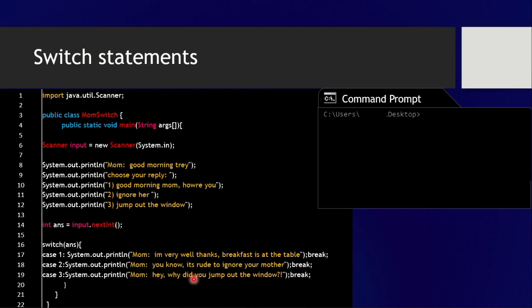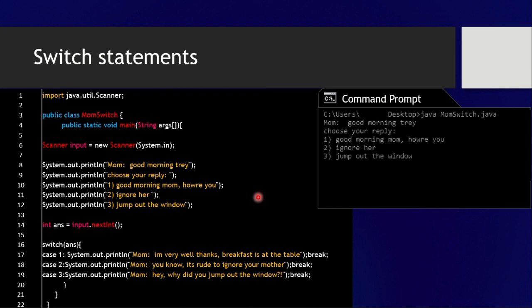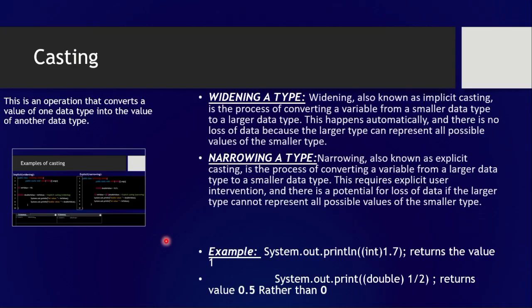So let's try to see our output here. If we have java MomSwitch.java, then we have our outputs there. So as we can see, we have that output there. And then if I say to ignore her, Mom is going to reply, "You know it's rude to ignore your mother." We see that we've only gotten this one. And rather than using if else, if else, if else, this code actually makes our lives way easier. So that's basically how to use switch statements.